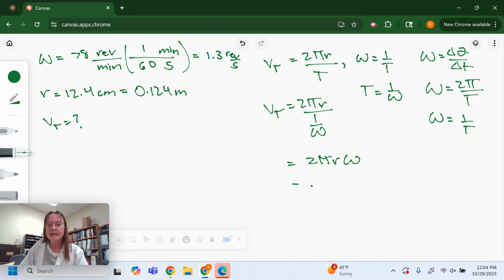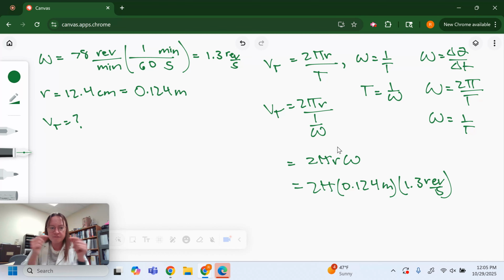Now I can plug in numbers here. I got 2 pi times the radius, times omega, which is 1.3 revolutions per second. Now, before we do anything here, stop and check this equation to make sure that this makes sense to you. Would you say that your tangential speed should probably be greater if you have a greater radius?